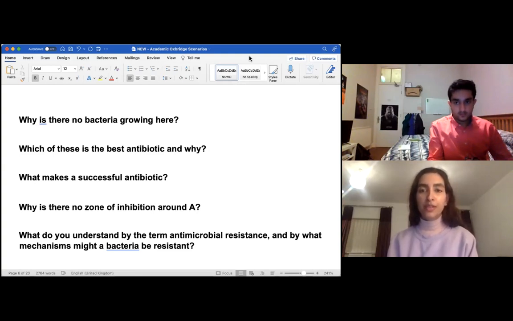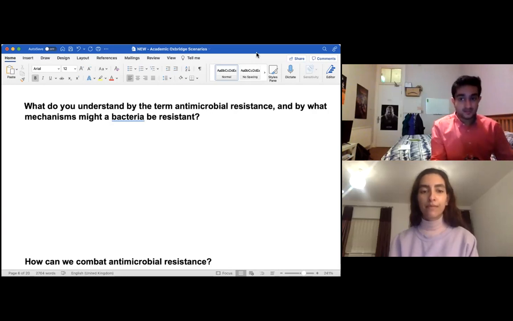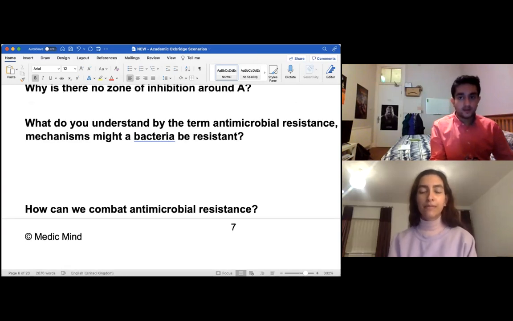Final question for this scenario. How can we combat antimicrobial resistance? So we can do that by decreasing the use of antibiotics, making sure the antibiotics that we use are selective to the disease that we need them to be effective against, developing new antibiotics, but obviously that's going to be a slow process, and it's going to be slower than the actual process of antibiotic resistance developing, making sure patients finish their antibiotic course, because I think there's a lot of problem with that. Yeah.